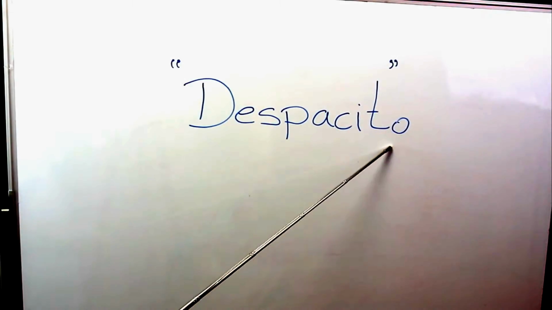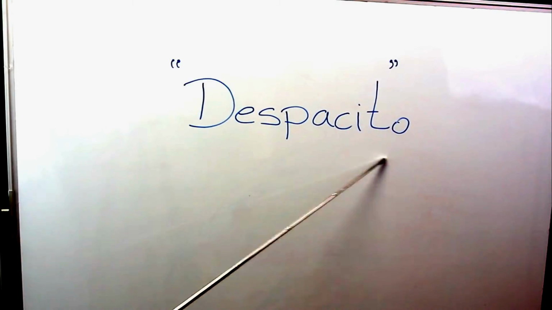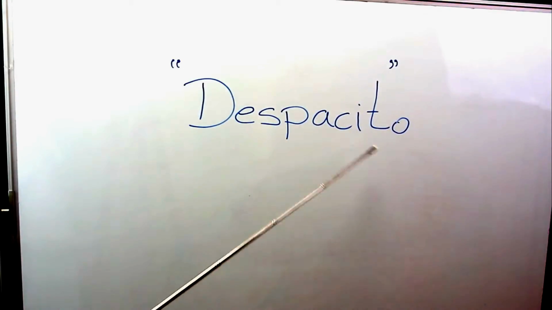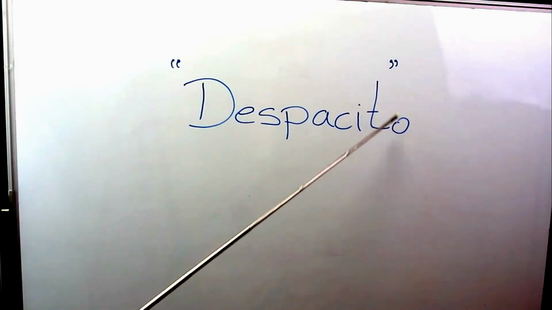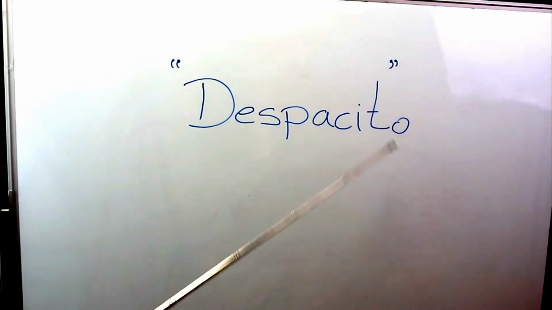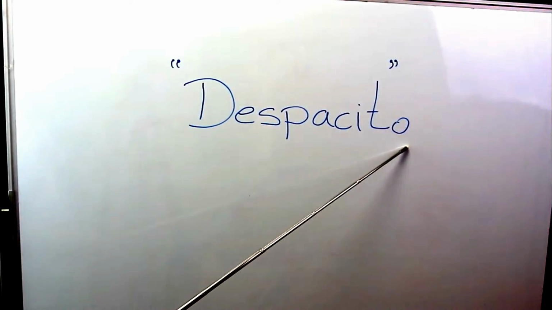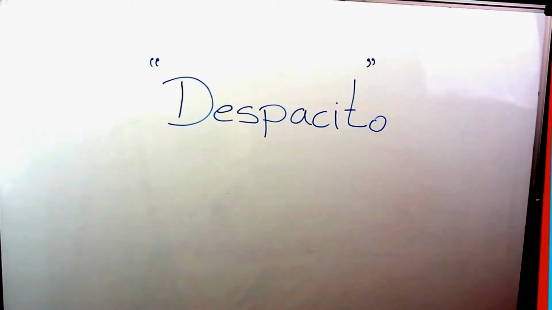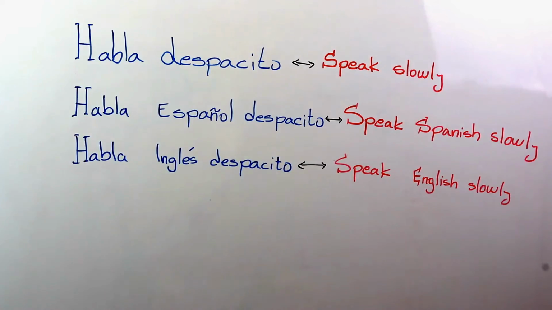Despacito. Now, make sure that when you pronounce the word despacito, you do not pronounce it as despacito. In Spanish, D-O doesn't have the sound O, but it sounds like an open O. Despacito. Despacito. Muy bien. So now we are going to learn how we can use the word despacito in the Spanish language. Muy bien, amigos.